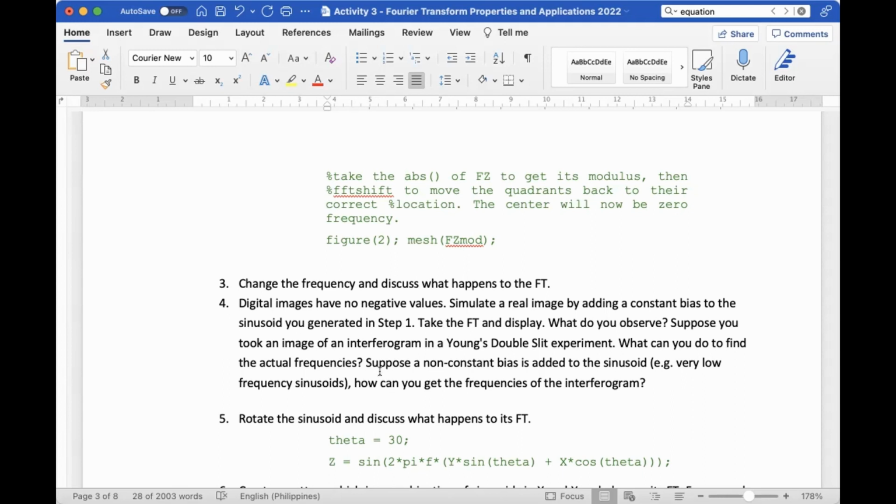Remember, walang negative ang intensities, no? Ang images. So suppose a non-constant bias is a sinusoid, how can you get the frequencies of the interferogram? So the trick here is to remove that bias. For example, let's regenerate this image. Itong figure 1 was the original image where we have -1 to +1. This is the ideal case. So how do you get back to this? Simple. Find out what the constant bias is and subtract it from your interferogram signal.